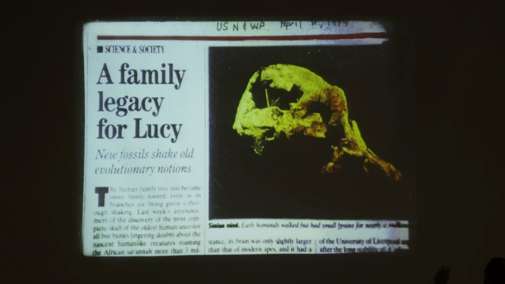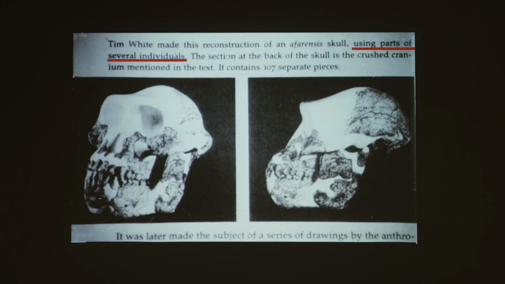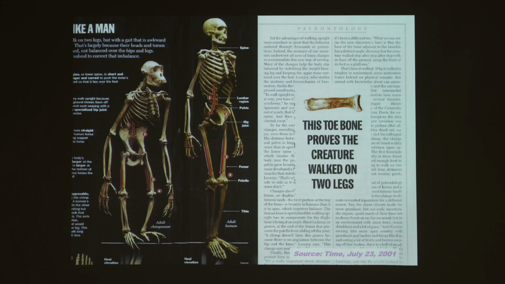And actually, they've created a whole family legacy for Lucy, and a lot of it includes the putting together of various pieces. Look here, Tim White made this reconstruction of an Ardipithecus skull using parts of several individuals. 107 separate pieces. He's just taking a little here, sticking them together and saying, look what we made. Look what we made from these various individuals. Is that really good science? Is that really good evidence?